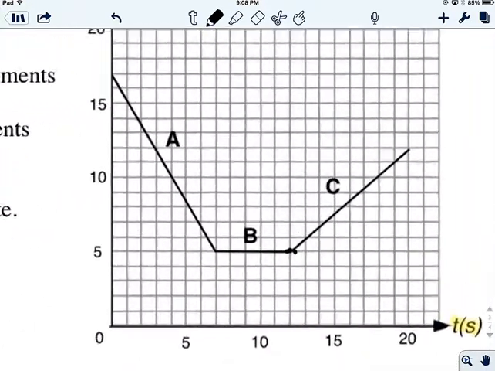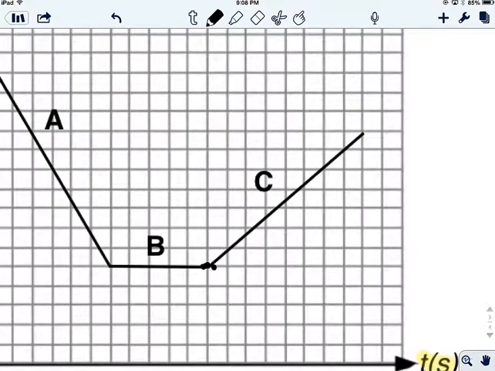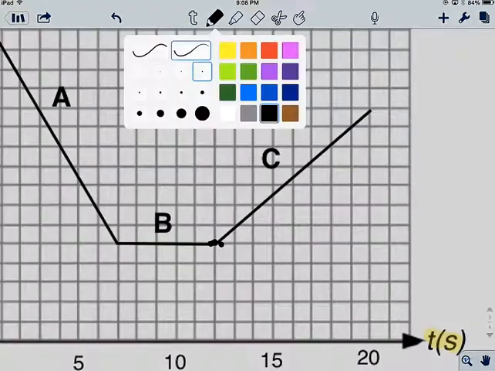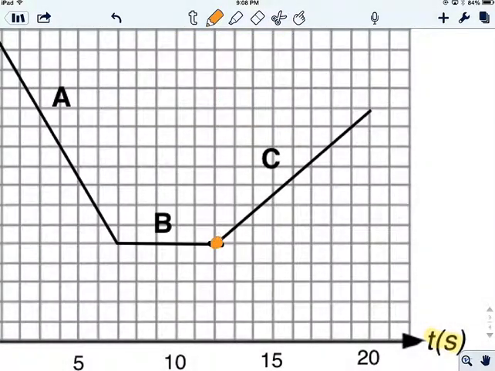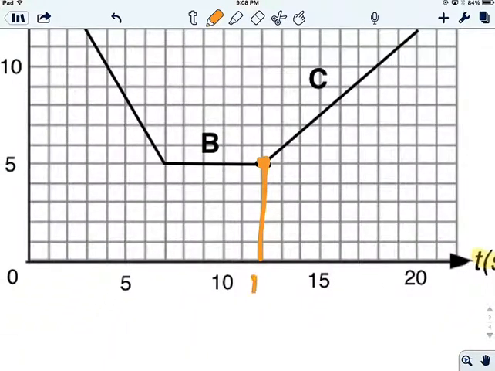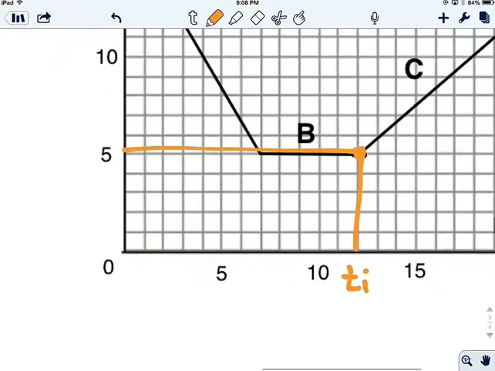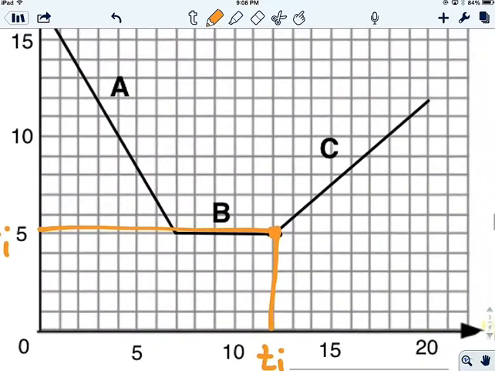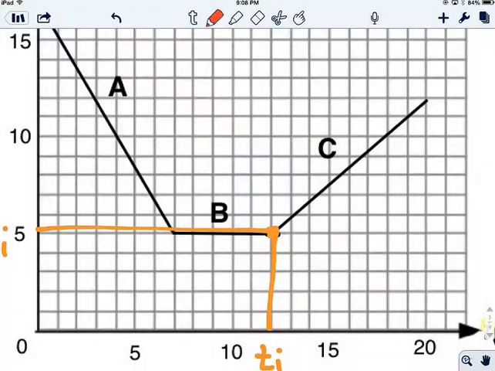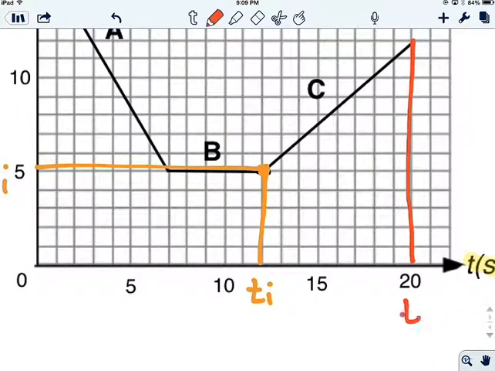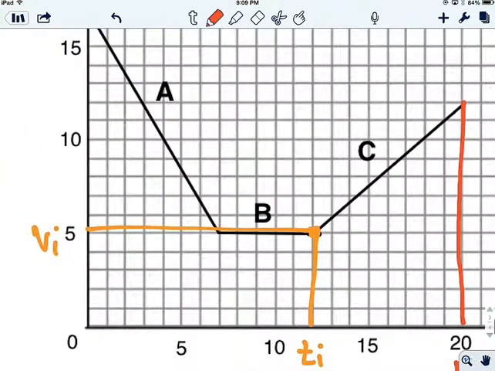Okay, so let's get in close here. All right, so what I'm going to do is I'm going to draw, so I start off here. That's my initial position. So that means that here is TI. Here is VI. All right, let's use a different color, red. I see that here is TF, my final, and here is VF.